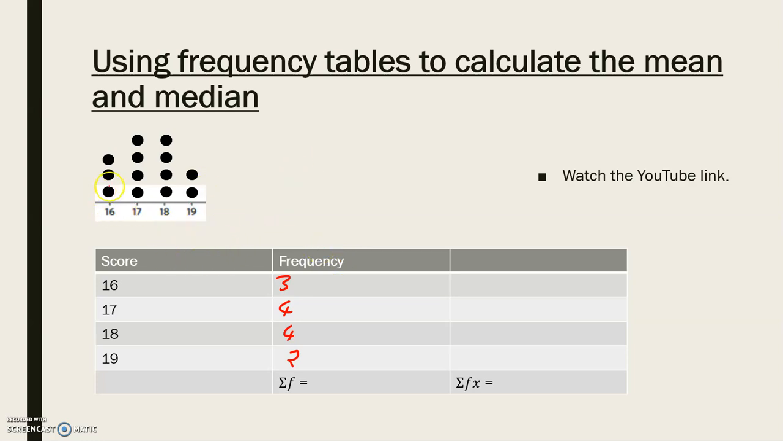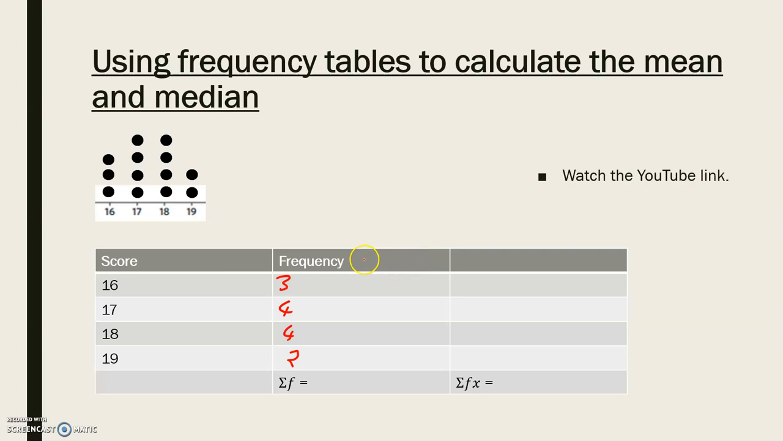So if we're going to do this by hand, we'd have to write 16 plus 16 plus 16. Now that is 3 times 16. So how many times it happened by the score? 3 times 16 will give us 16 plus 16 plus 16. 4 times 17 will give us 17 plus 17 plus 17 plus 17.